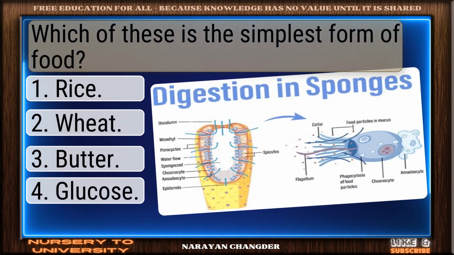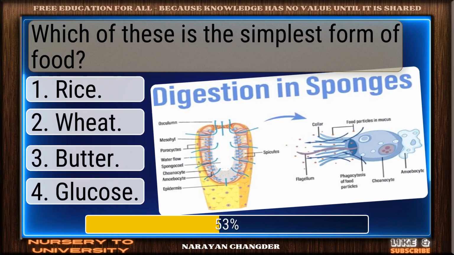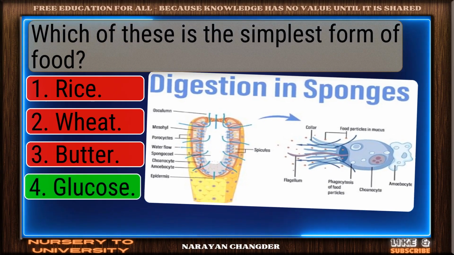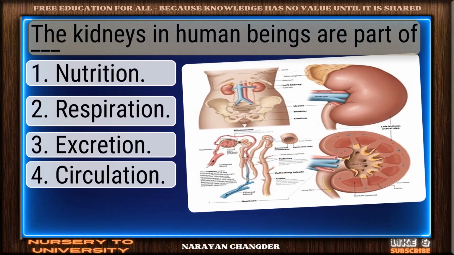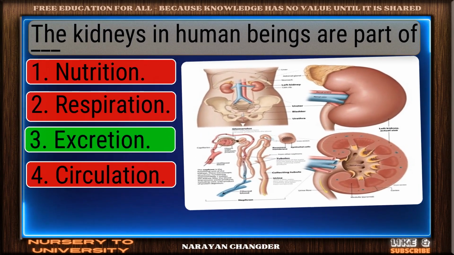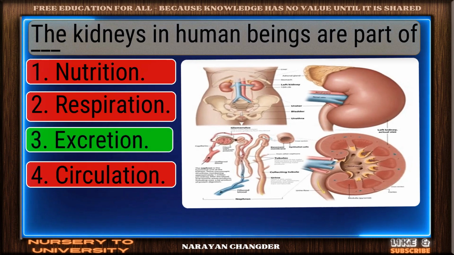Which of these is the simplest form of food? Right choice. Glucose is best. The kidneys in human beings are part of dash. Sharp thinking. Excretion is right.